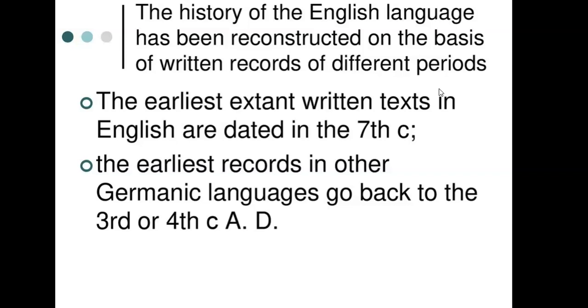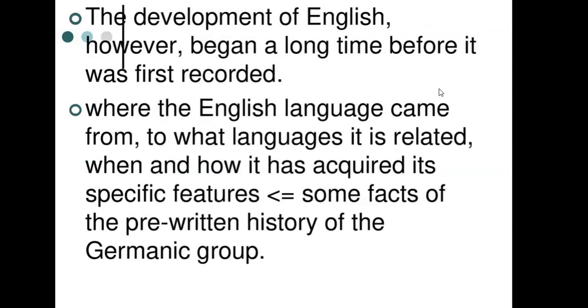The history of the English language has been reconstructed on the basis of written records of different periods. The earliest extant written texts in English are dated in the 7th century. The earliest records in other Germanic languages go back to the 3rd or 4th century. The development of English, however, began a long time before it was recorded. Where did the English language come from, to what languages is it related, when and how did it acquire its specific features? Some facts of the pre-written history of the Germanic group.